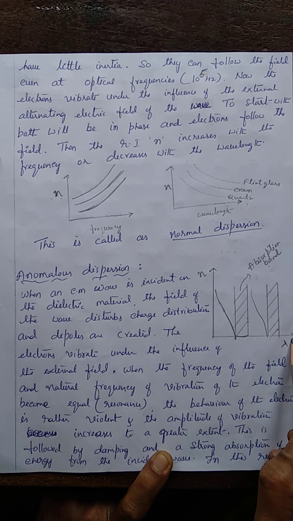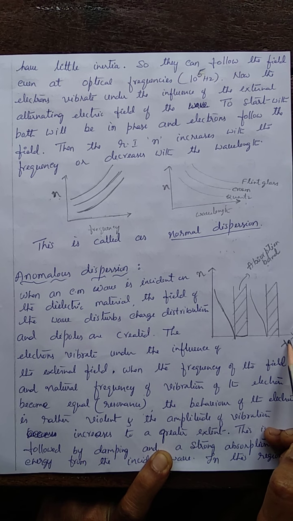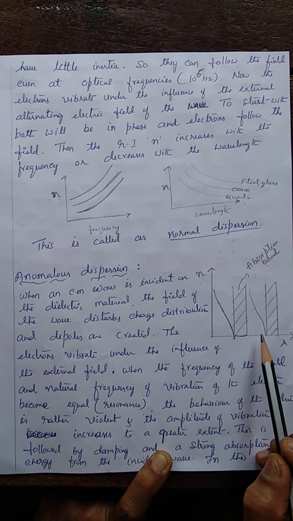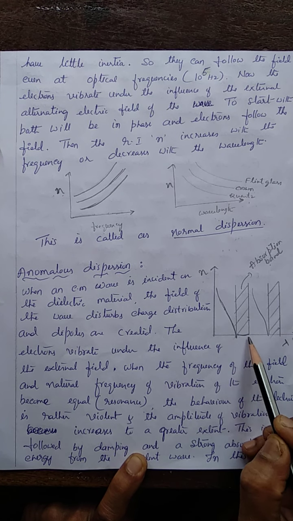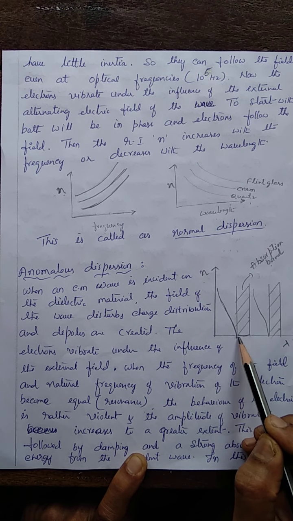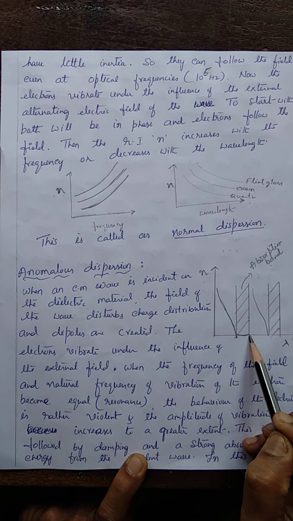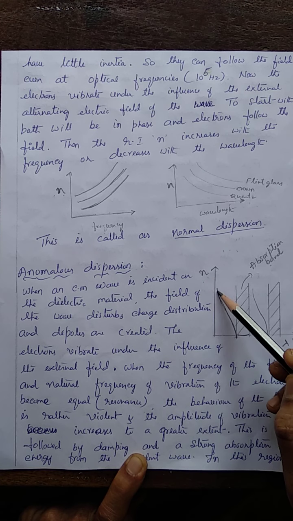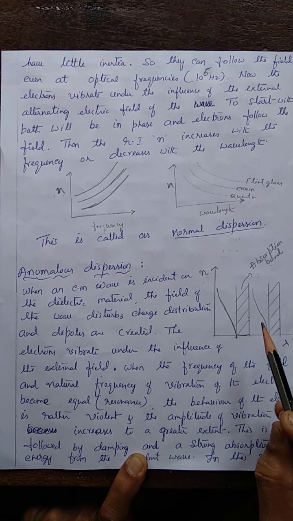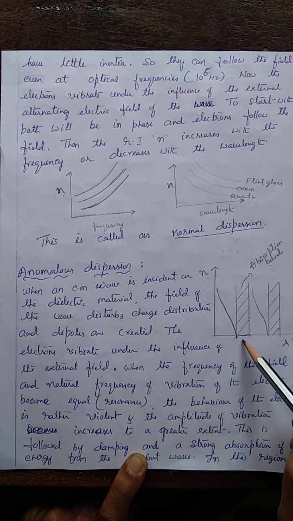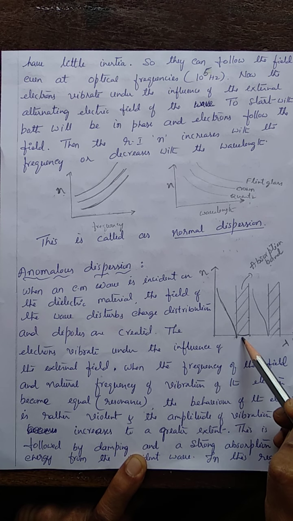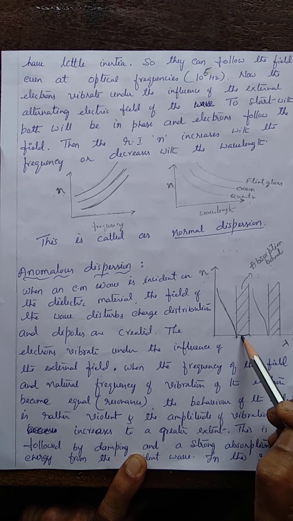See, as wavelength increases, frequency decreases here. Decrease in frequency means increase in wavelength, or increase in frequency on this side. When resonance occurs, in the region near the resonant frequency, the refractive index of the medium becomes discontinuous and a strong absorption of energy takes place, so that an absorption band is produced, and in that region no light is transmitted. Complete darkness is observed.